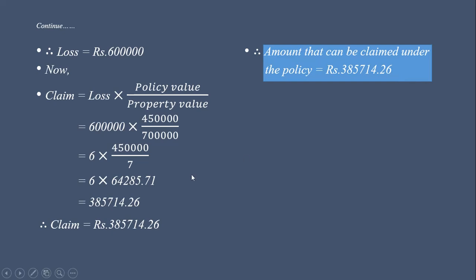So here in this presentation we have seen simple examples. We use two formulae. Premium is equal to rate of premium into policy value, and second formula, claim is equal to loss into policy value upon property value.